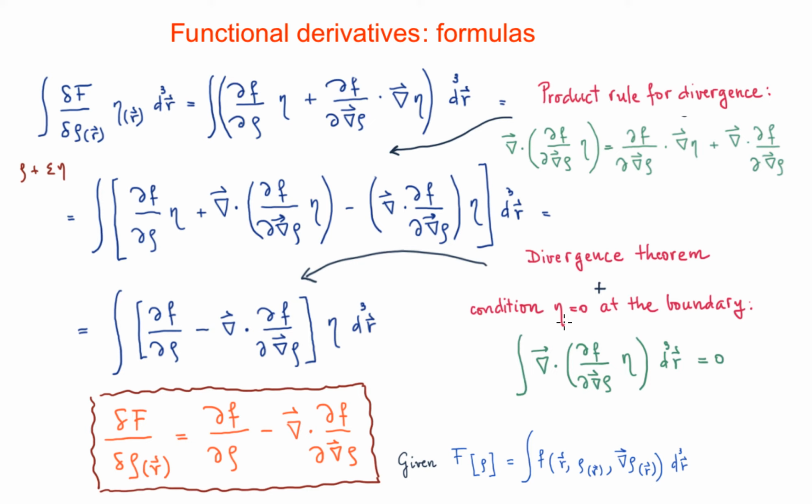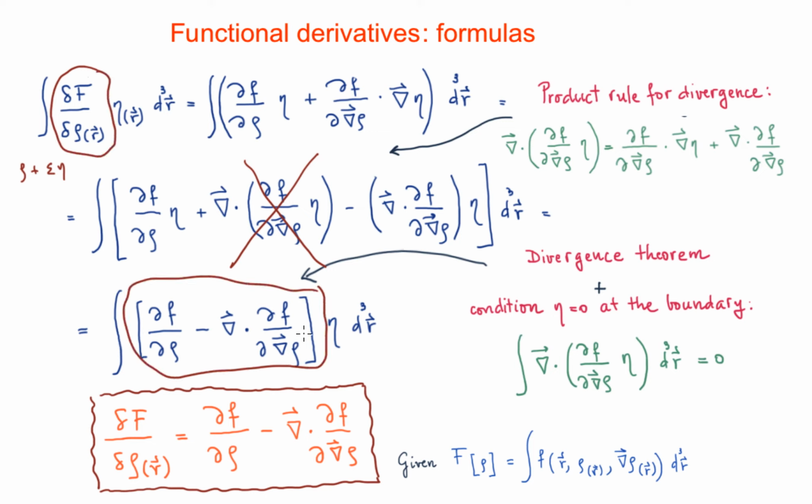Therefore, considering that eta vanishes at the boundaries, this term here has no contribution in this integral. So we just have these two terms. And as you can see, in both terms eta is separated, and from here you can easily deduce the expression for the first order functional derivative, which is this one, the expression we have here in the square.